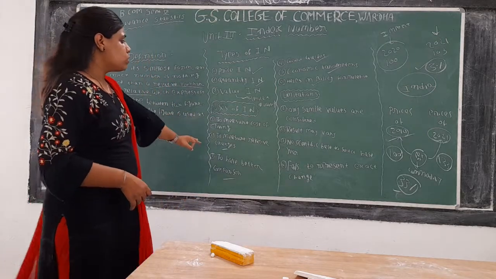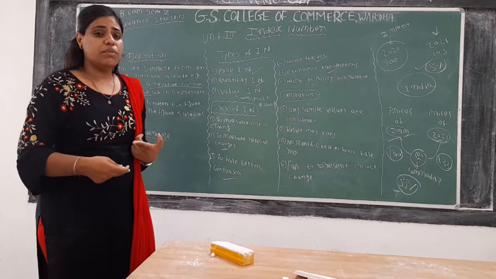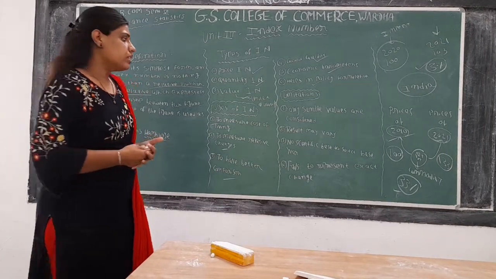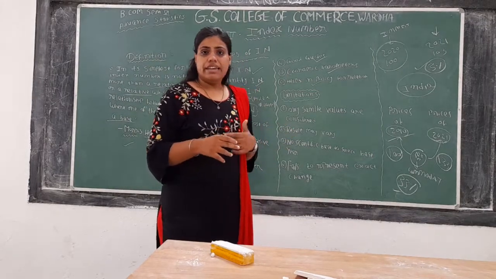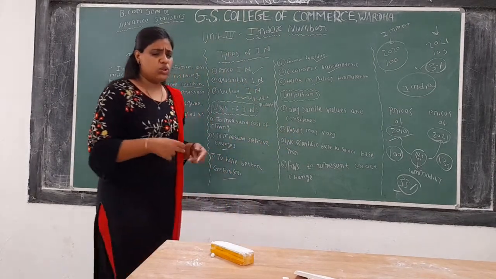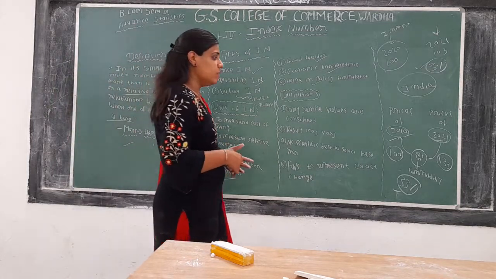Or you can also say these uses explain why we need the index number, or what is the importance of index number. Now there are some advantages, and as every coin has two sides, it also has certain limitations. Now let's see what are the limitations of this index number.